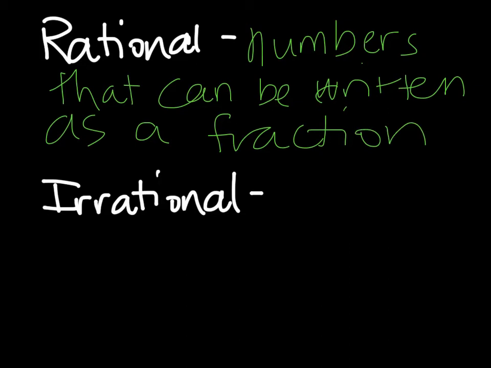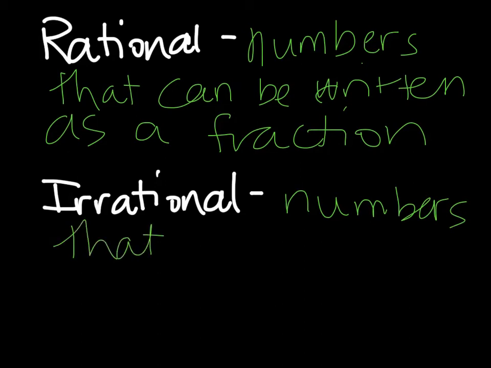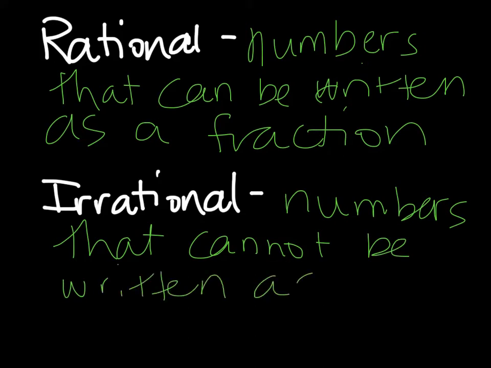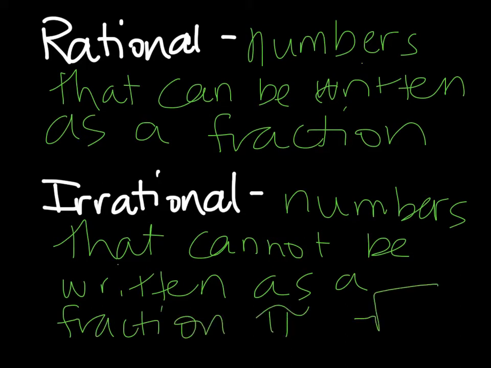Okay, irrational numbers are then obviously numbers that cannot be written as a fraction. Irrational numbers that we often see are pi and square roots of any number that's not a perfect square. So for example, the square root of 10 would be an irrational number, right? Because it doesn't repeat or doesn't terminate as a decimal.